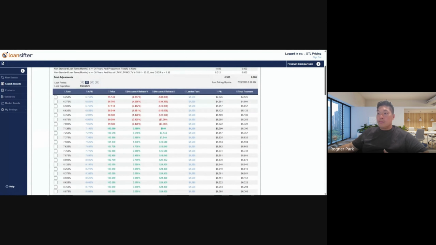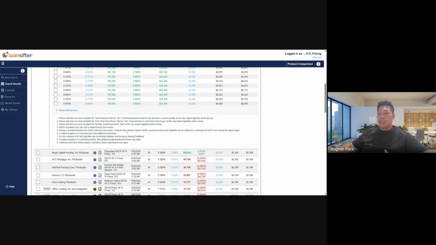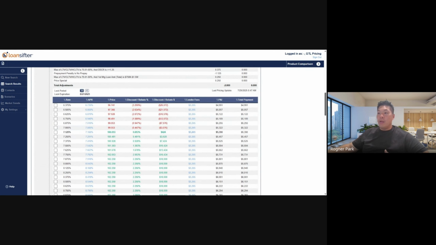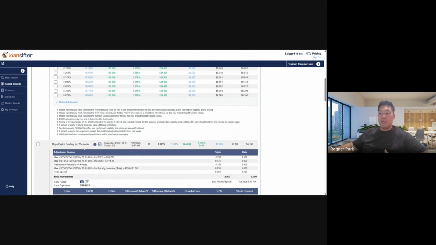Now, for this non-delegated one, if you want to make a point, you're going to sell it at 7.5. For this wholesale one, however, if you want to make about a point, it's a little bit better. You can sell it at 7.375, but remember, because this one is wholesale, you're going to have to disclose a 1-point origination fee on your LE.